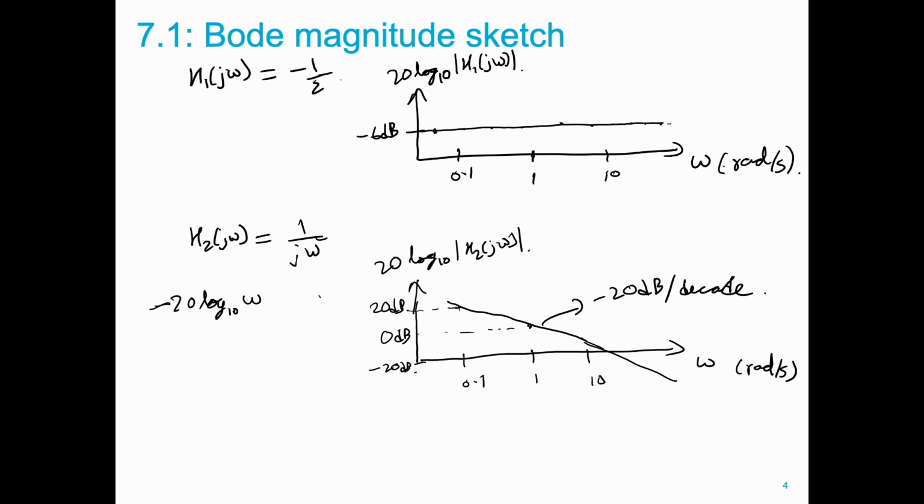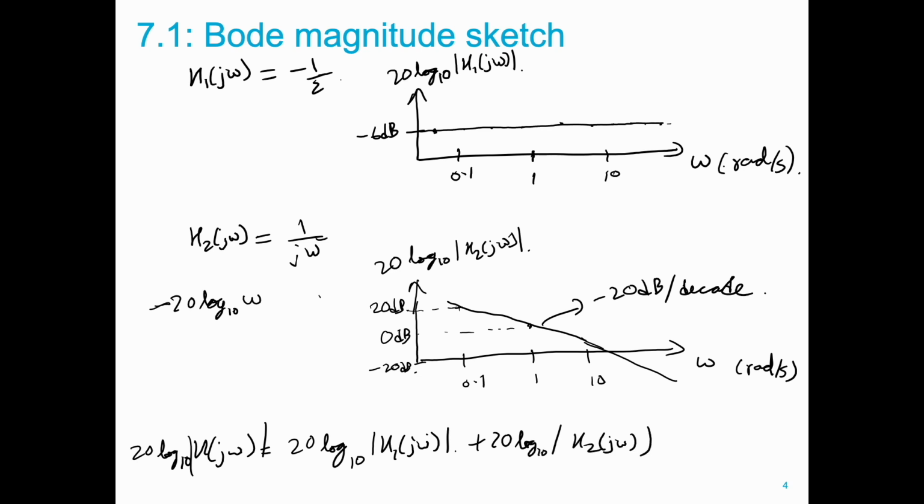Now, you know that H(j omega) is the product of H1 and H2. So I can apply log on both sides, and what I can say is that 20 log to the base 10 of the magnitude of H(j omega) is equal to 20 log to the base 10 of the magnitude of H1(j omega) plus 20 log to the base 10 of the magnitude of H2(j omega), right? Which means the final Bode sketch for the frequency response of interest H(j omega) is going to be the sum of these two sketches that I have over here.